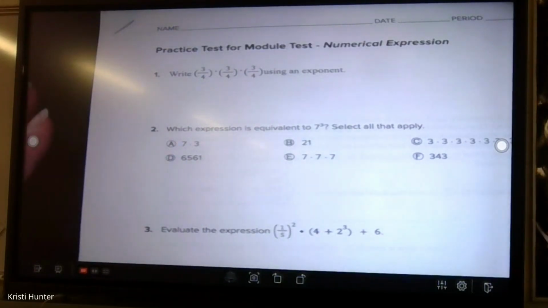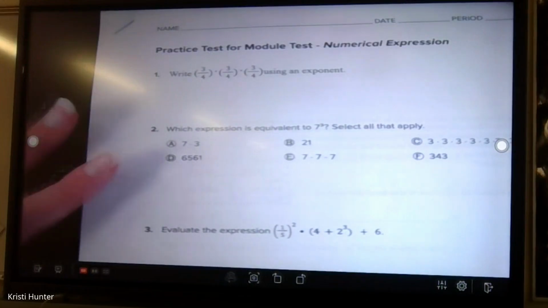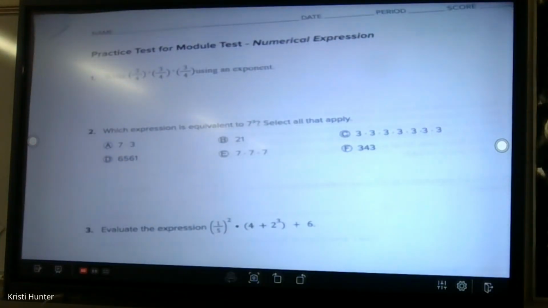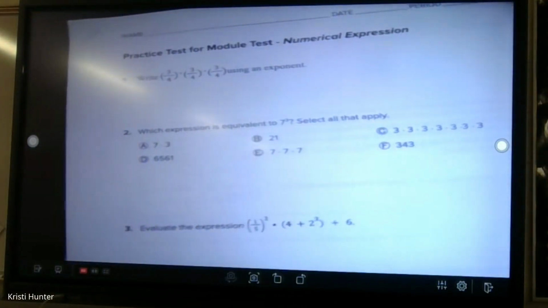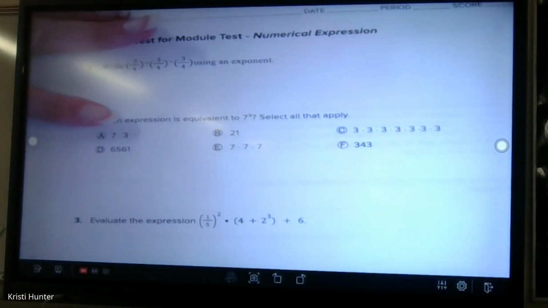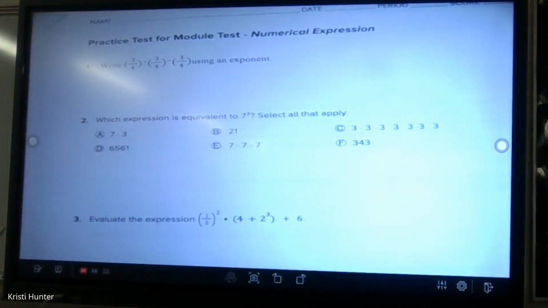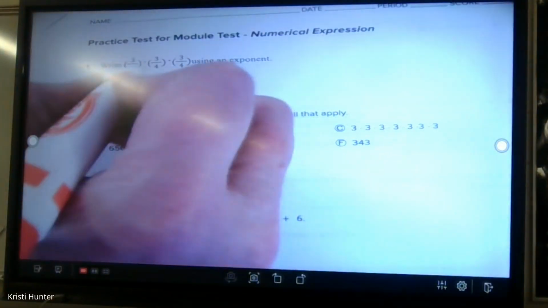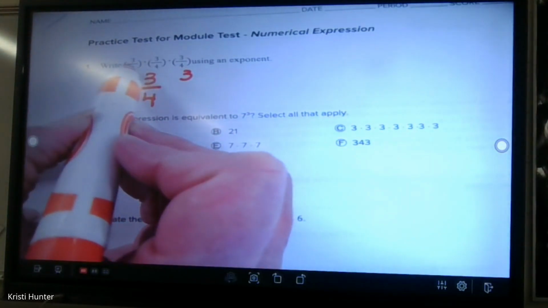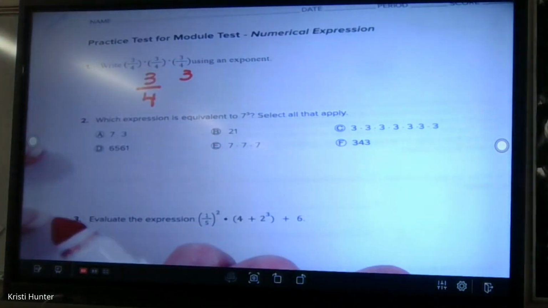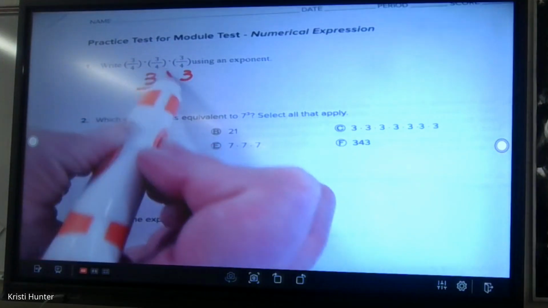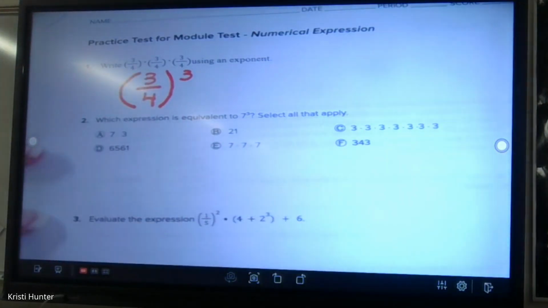Okay, I'm going to go over the practice test for Module 5, which is all about numerical expressions. So the first question on this test just asks you to write 3/4 times 3/4 times 3/4 times 3/4 using an exponent. So the only thing you would need to do here is 3/4 to the third power, since there are 1, 2, 3 of them. However, to keep this from looking like 3 to the third divided by 4, we would need our parentheses around the 3/4.